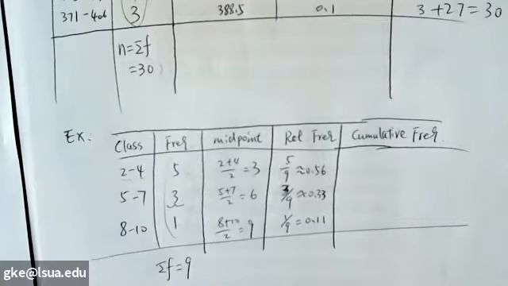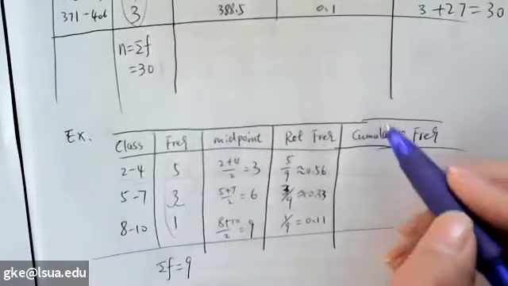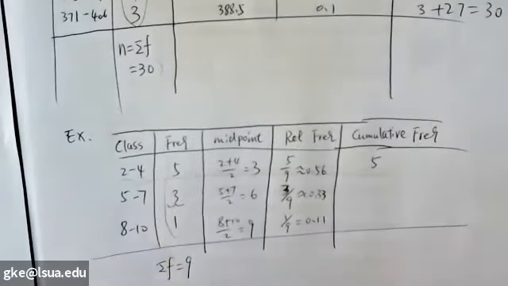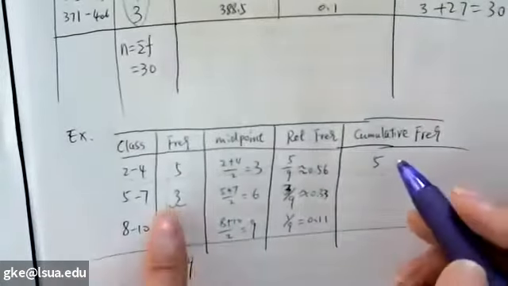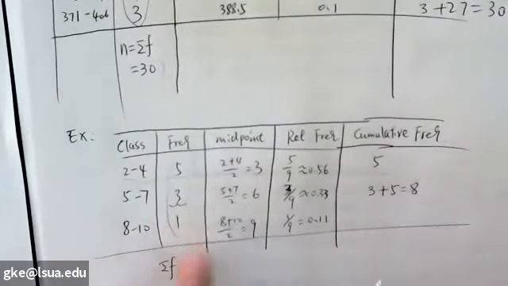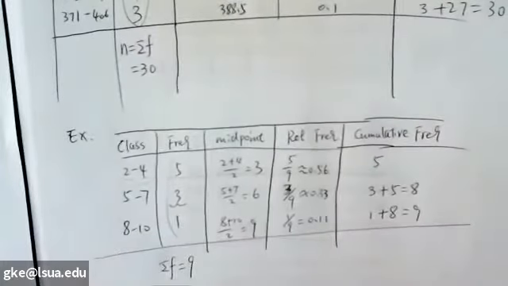Should be very straightforward. And for the cumulative frequency, we take the frequency for this class and add all the frequency of previous classes. So since there's no previous classes, just fine. Okay. And for this guy, gonna be 3 plus 5 equals 8. And for this class, gonna be 1 plus 8 equals 9. So that's the cumulative frequency.